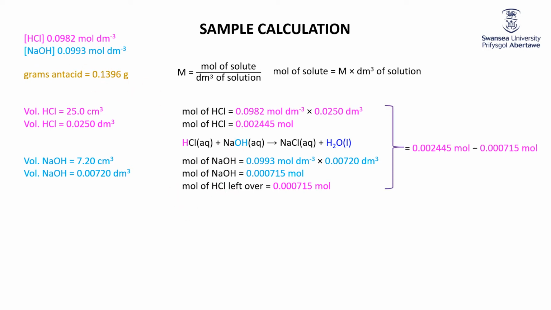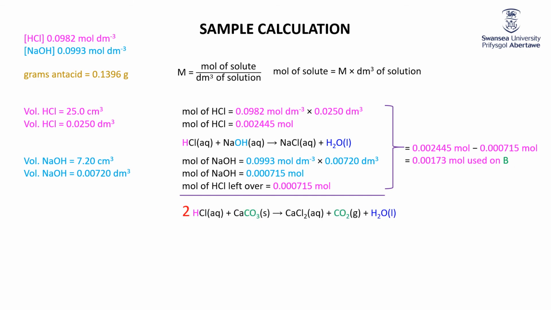Putting those moles of HCl together, that tells me that I used up 0.00173 moles of HCl in neutralizing the base in the antacid. Now, of course, that base in the antacid was calcium carbonate. I need 2 moles of HCl to neutralize each mole of calcium carbonate. So therefore, the moles of calcium carbonate that were in this antacid was the moles of HCl used, 0.00173 moles, divided by 2, or 0.000865 moles of calcium carbonate.